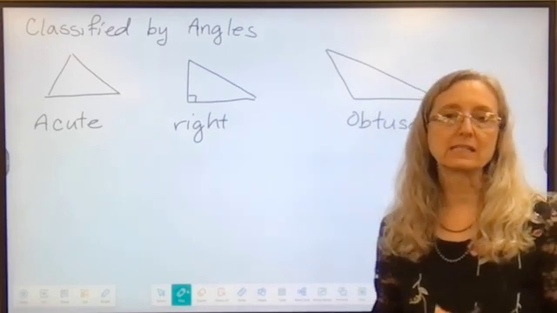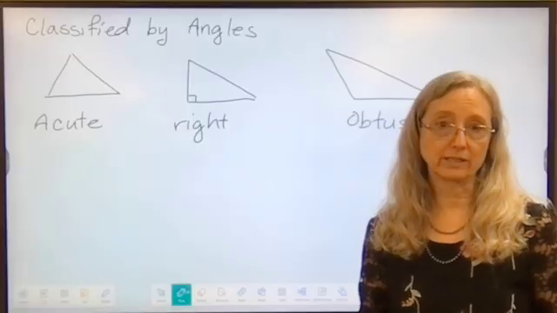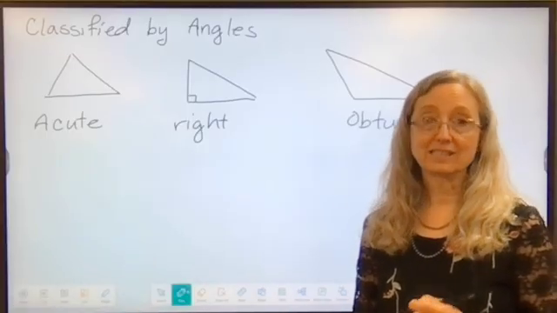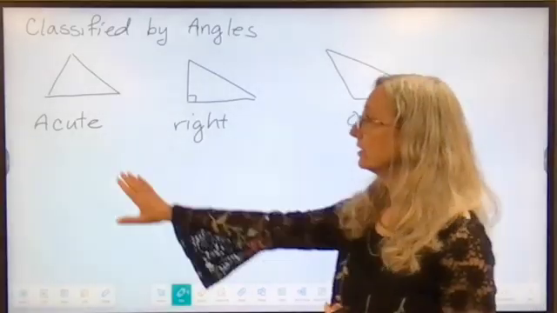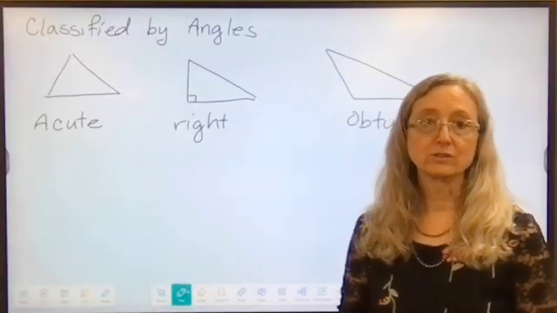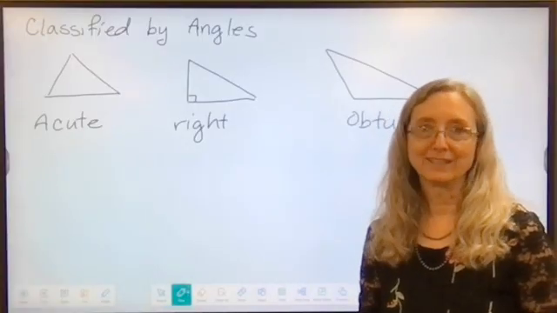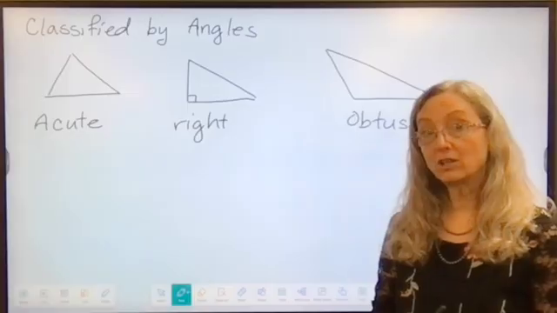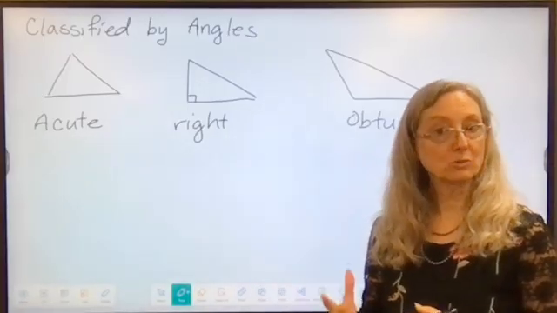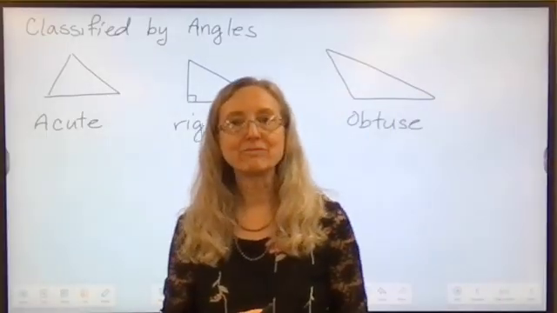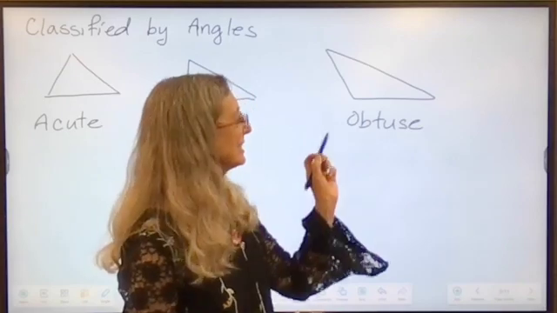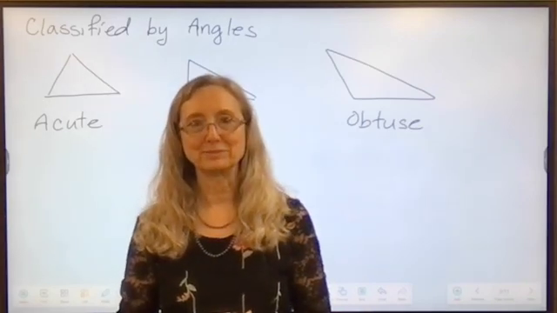And what we look at is the largest angle in the triangle. If the largest angle in the triangle is less than 90 degrees, then we say this is an acute triangle, because all three angles will be acute, less than 90. If our largest angle is exactly 90 degrees, then it's a right triangle. And if the largest angle is greater than 90 degrees, it is an obtuse triangle.